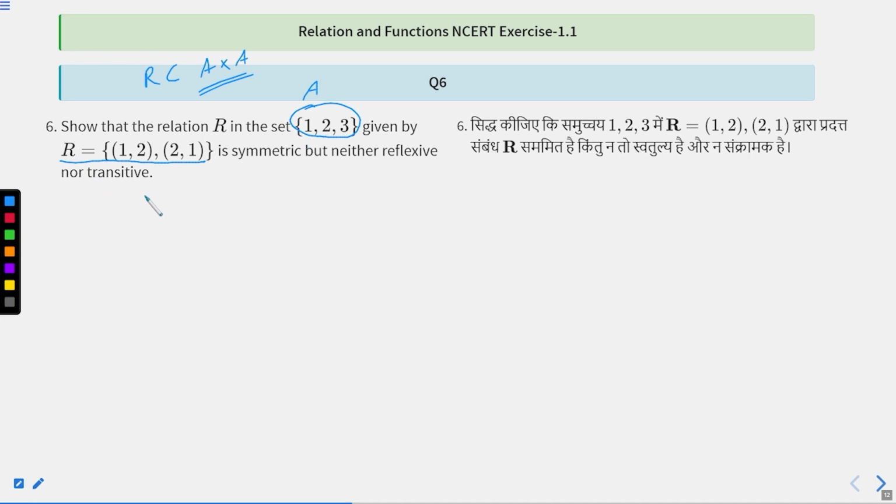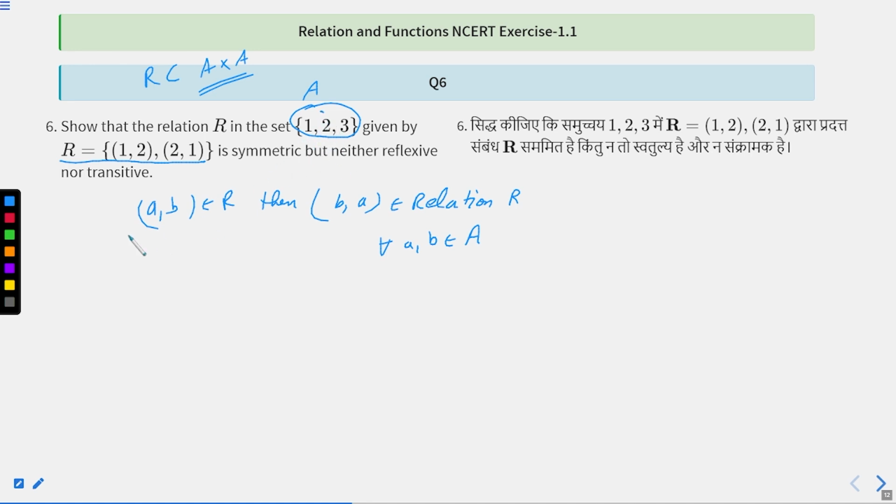So for symmetric relation, if you recall, first of all let's show that it is symmetric. For symmetric, we know if A comma B belongs to R, then B comma A must also belong to the relation. We are talking about relation R, for every A comma B belongs to set A. So take any two A, B, suppose this.